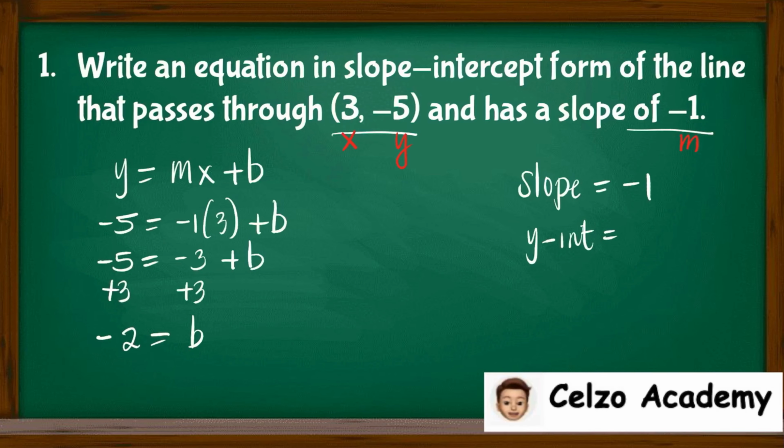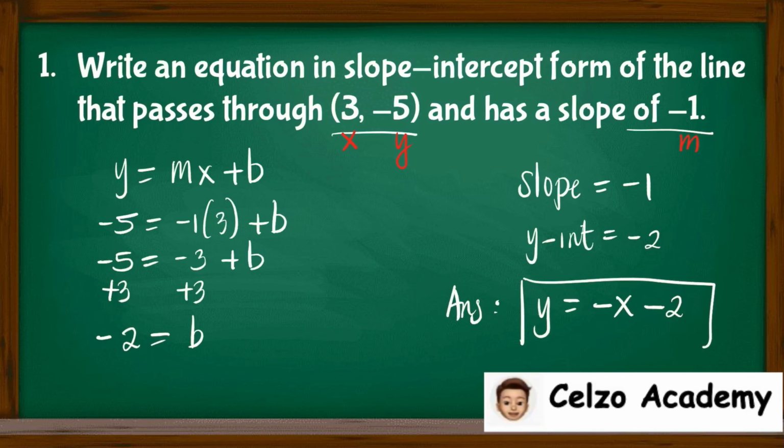So since our slope is -1 and the y-intercept is -2, to write the equation in slope-intercept form, we substitute the slope m = -1 and the y-intercept b = -2. So the equation of our line is y equals -1x or -x plus b or -2. So y equals -x minus 2 is the equation of our line.